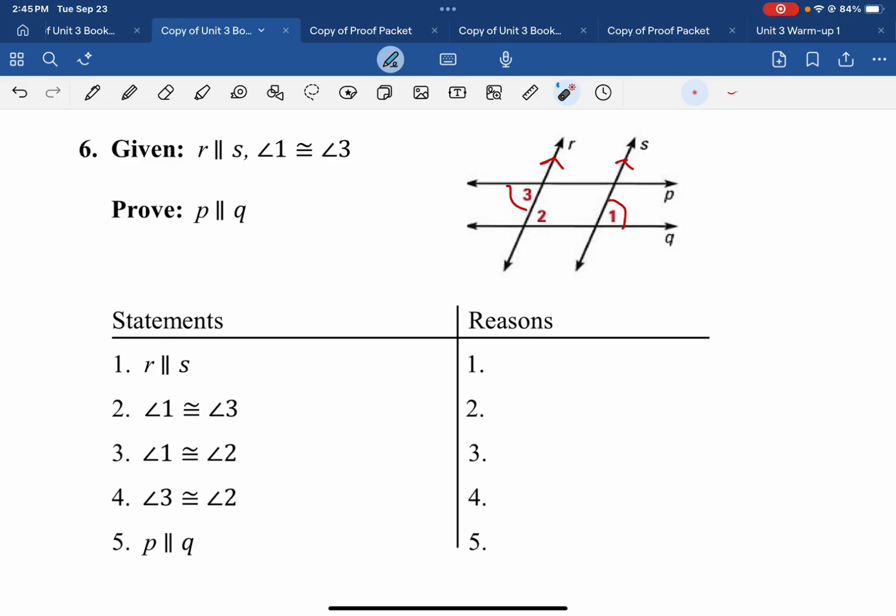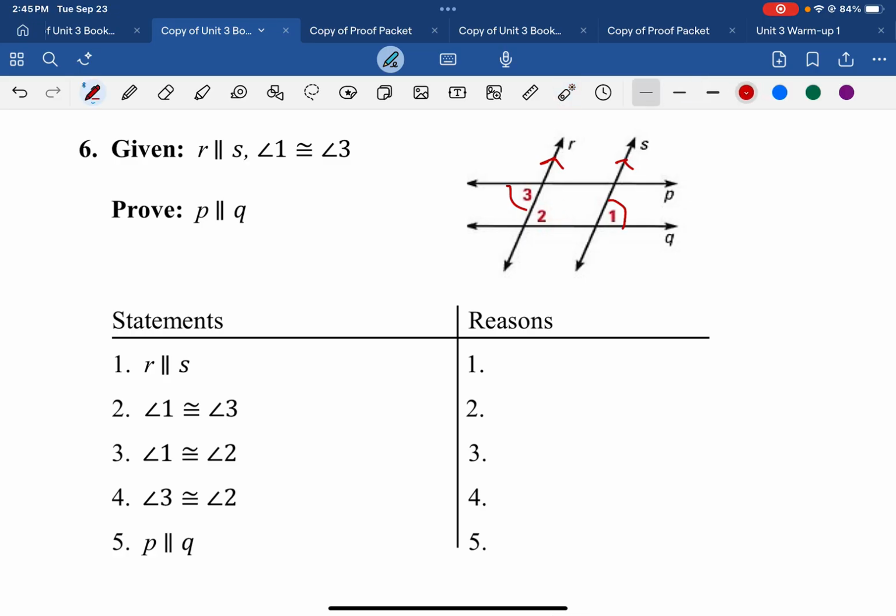Okay, so if you look at that, what do I need to know so that P and Q would be parallel? If I knew that angle 2 and angle 3 were congruent, the alternate interior angles, wouldn't P and Q be parallel? So that's what I'm going for, okay? So I need to think of a way to include angle 2.